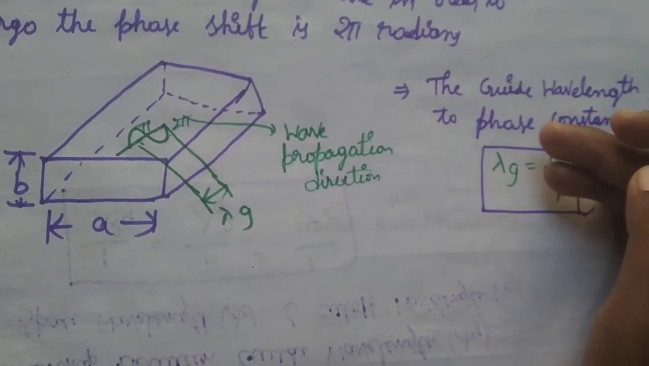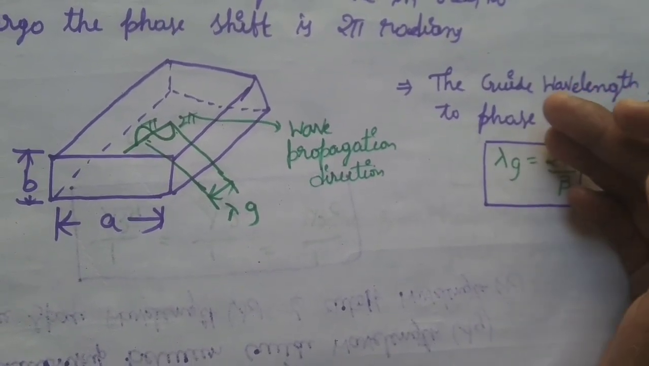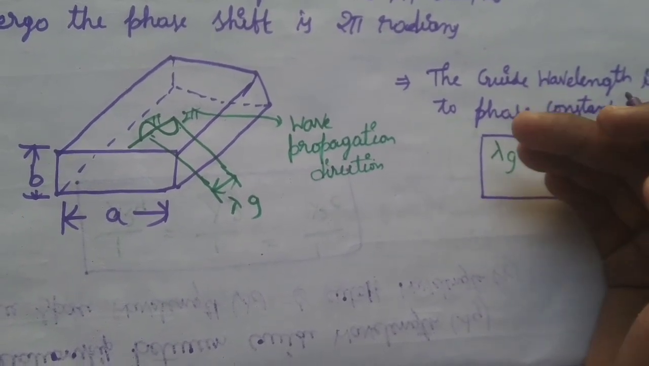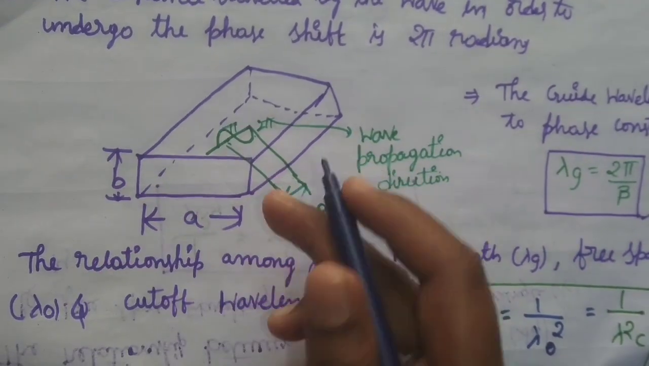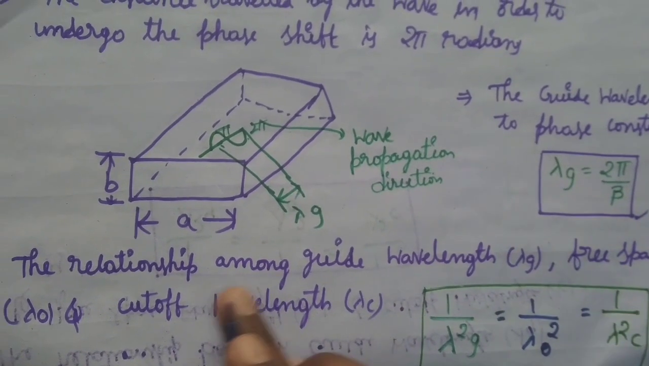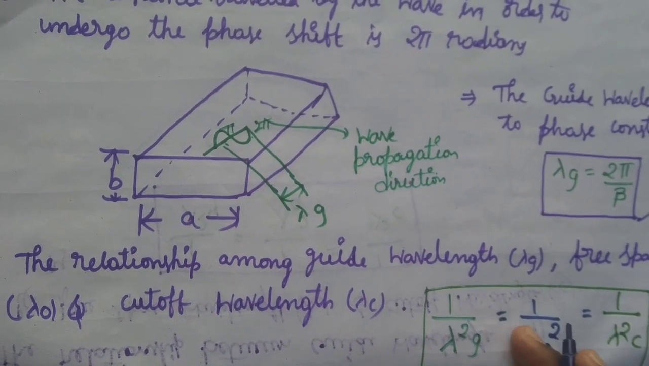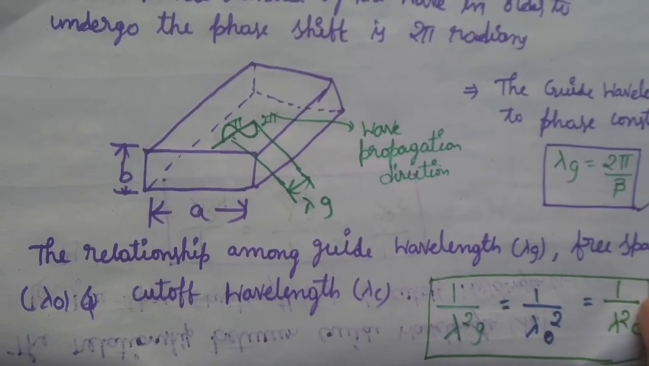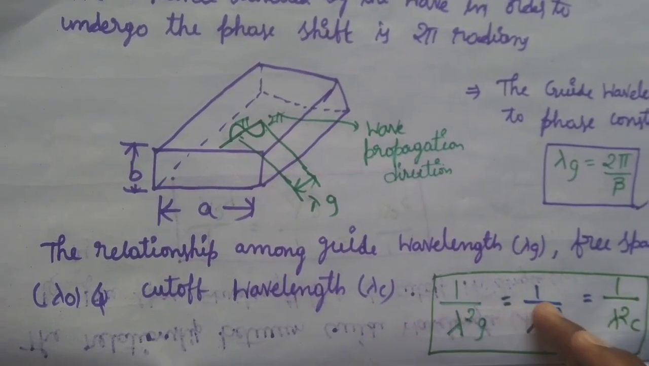Now we have another relation, among guide wavelength, free space wavelength and cutoff wavelength. The relationship among guide wavelength lambda g, free space wavelength lambda naught and cutoff wavelength lambda c is that 1 by lambda g squared equals 1 by lambda naught squared minus 1 by lambda c squared.